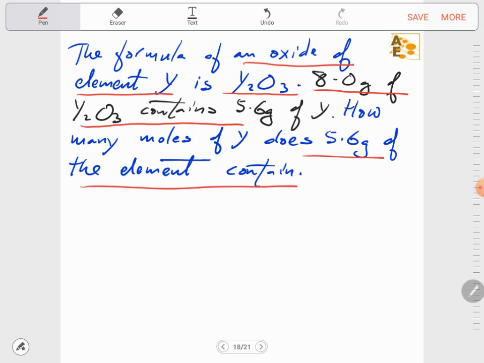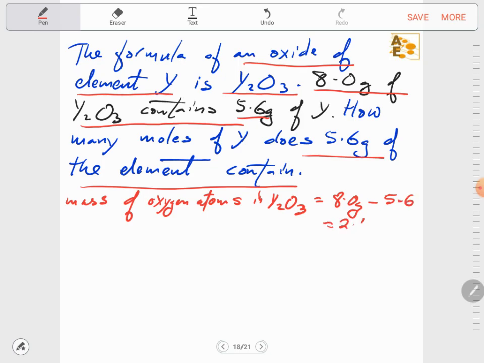I can show you. It's no big deal. First, we have to find the mass of what? Obviously the mass of oxygen atoms. Please remember, I'm talking about oxygen atoms, not oxygen molecules, in your Y2O3. That will give you 8.0 gram minus the 5.6 gram of Y, which gives you 2.4 gram of oxygen atoms.